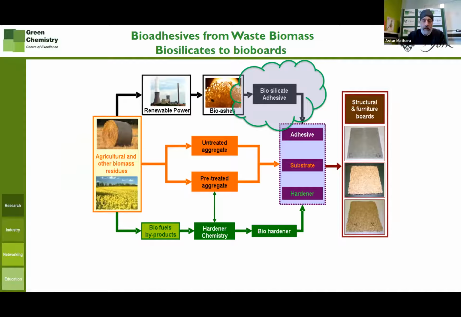So in terms of the technology, what's really interesting about this project, we take straw, and most of the straw at the moment currently goes to generate renewable power at Ely Power Station. They generate considerable amounts of ash as a waste or byproduct as a result of producing renewable power. We take the ash and we actually leach out soluble biosilicate adhesives from the waste ash. We don't actually add the ash into our material. It's the silicates that we leach out.